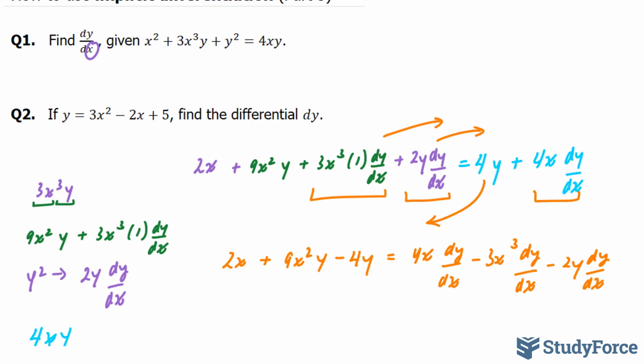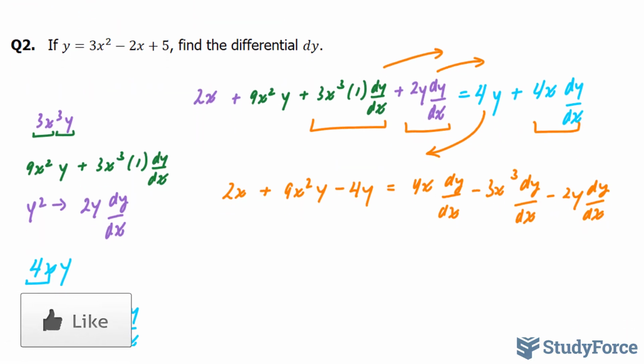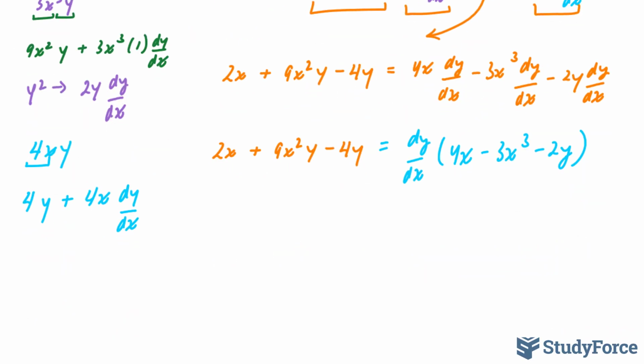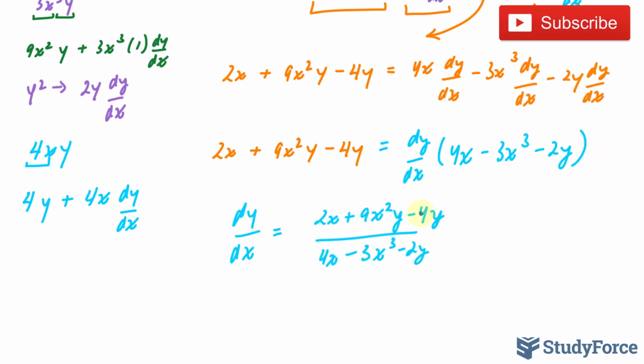The reason why I did this is because now I can factor out dy over dx on the right side. And if I do that, I should end up with dy over dx bracket 4x minus 3x cubed minus 2y. And on the left side, this part stays the way it is. All I have to do now is divide both sides by this expression, and I've isolated for dy over dx, and I've successfully found the derivative. So my final answer is dy over dx. This equation represents the derivative. Let's move on to question 2.